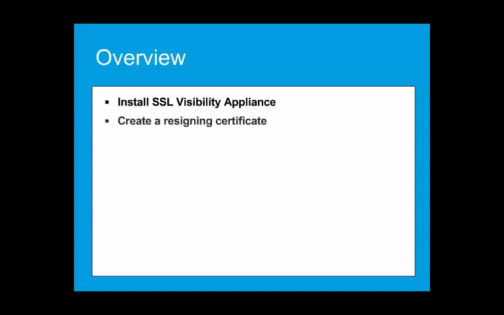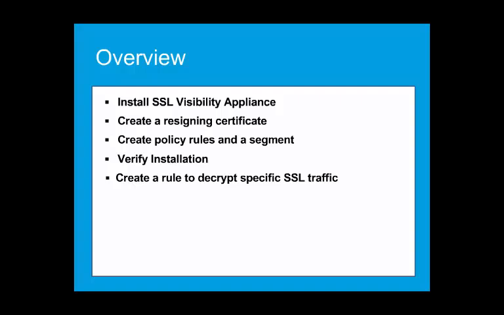We will perform the following activity to complete the configuration. First, we will install the SSLV appliance in the network. Then, create a resign certificate, create a basic rule set, and create a segment for active inline mode. At this point, we will run a test to verify that no traffic is being blocked by the SSL visibility appliance. Create a rule to decrypt specific SSL traffic, and then test this rule, verifying traffic is decrypted.